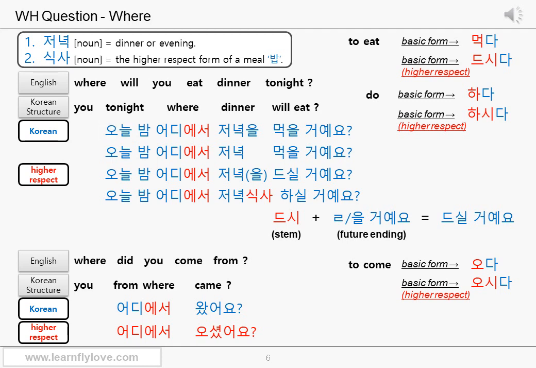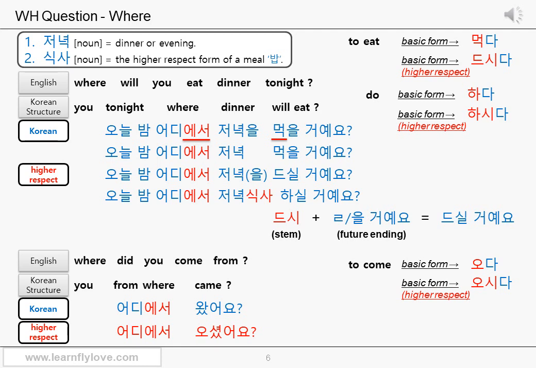Tonight, 오늘 밤, where, 어디에서. We added 에서 because the action eating is going to take place. Dinner, 저녁을, or 저녁밥을, will eat. The stem of the verb eat is 먹. Add a future ending, the final ㄹ sound or 을, plus 거예요. So 먹을 거예요, 먹을 거예요. 오늘 밤 어디에서 저녁을 먹을 거예요?